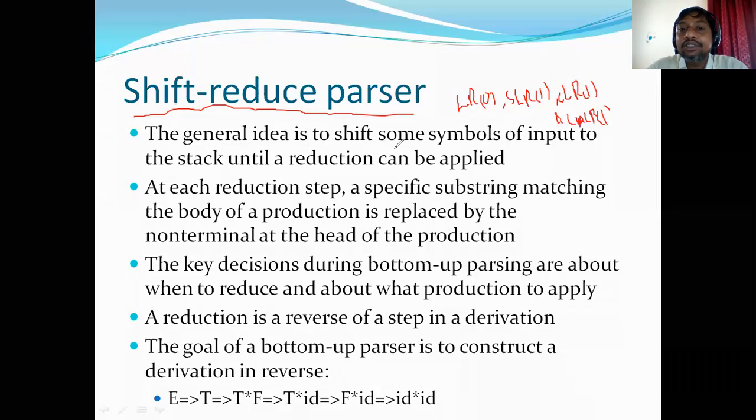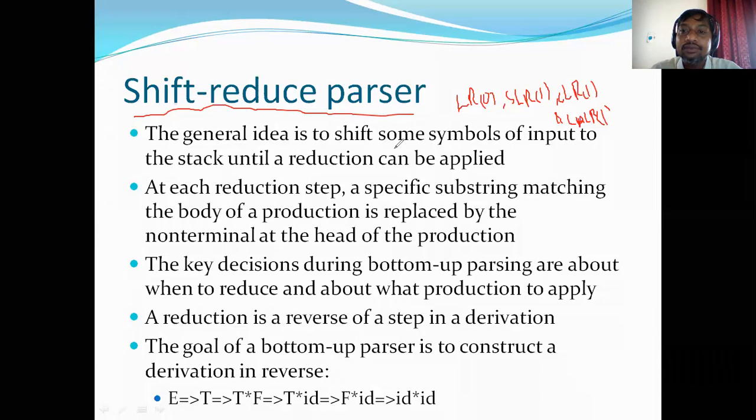When can we apply a reduction? Whenever we identify a right handle, only then can we apply the reduction. So until we get the right handle on top of the stack, we have to keep on moving the symbols from the input buffer onto the stack. Once we get the handle on top of the stack, we'll reduce it to its corresponding left hand side non-terminal. That is the process.